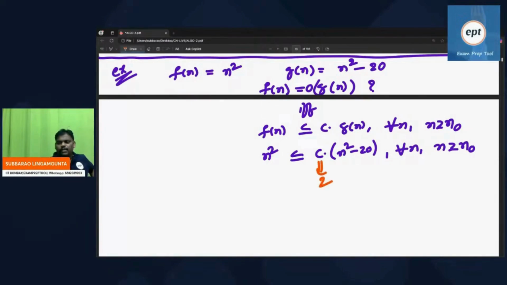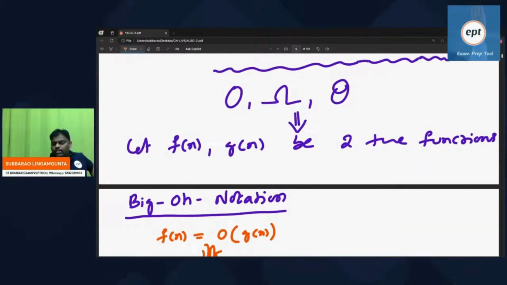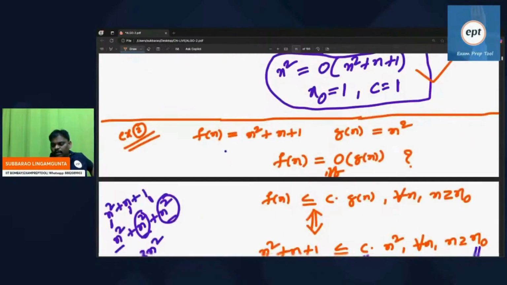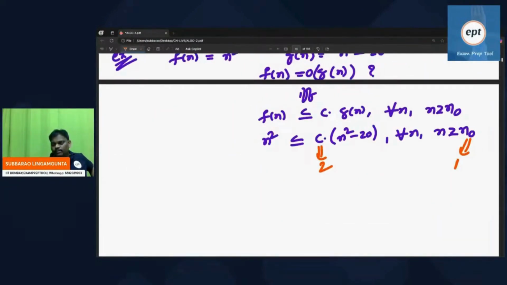Let's try. If I take the c value 2, let's start from n0 value 1 onwards. Left is 1, right is going to be 1 minus 20, negative coming. Remember, we are taking positive functions. See the definition: f(n), g(n) be two positive functions. They both are positive functions. So please be careful.